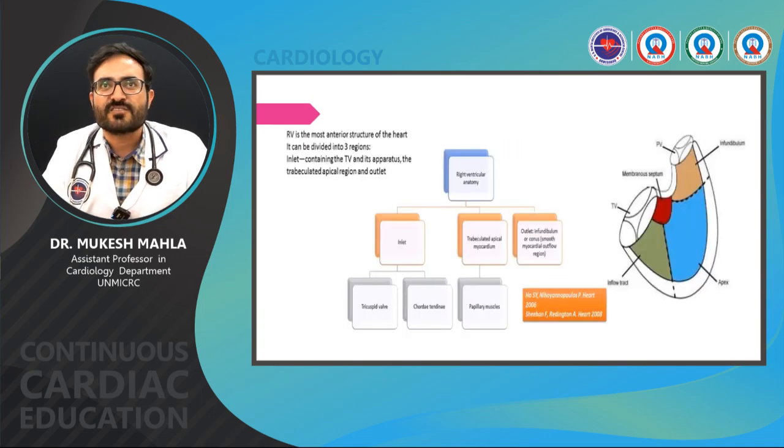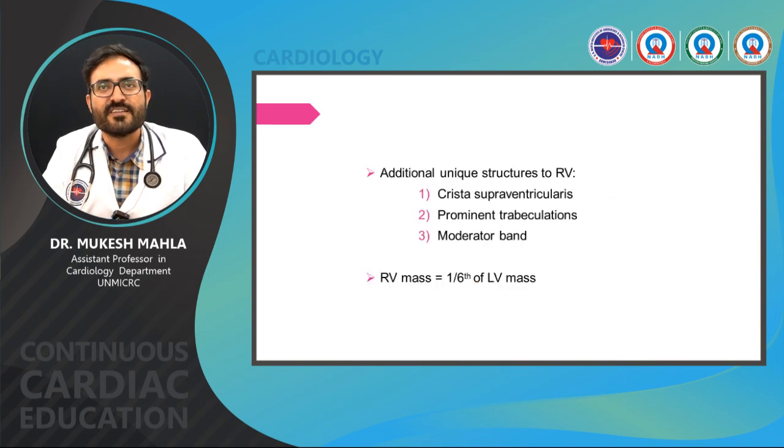RV is the most anterior structure of the heart. It can be divided into three regions: inlet region, apical region, and outlet region. The inlet region contains the tricuspid valve and chordae tendineae, while the trabecular apical myocardium contains papillary muscles, and the outlet is also known as the infundibular portion. Additional structures of the RV include crista supraventricularis, prominent trabeculations, and the moderator band. RV mass is around 1/6 of LV mass.